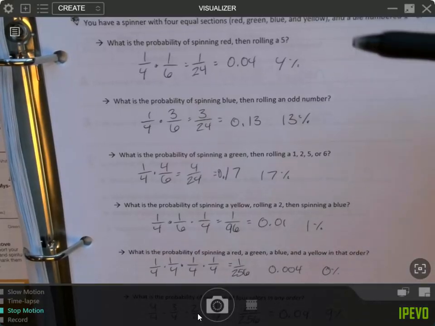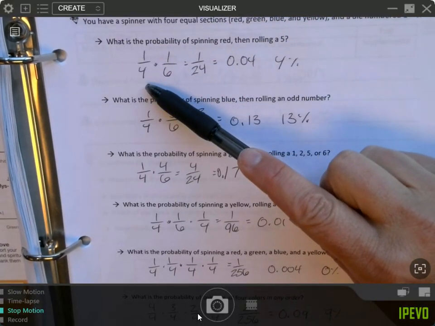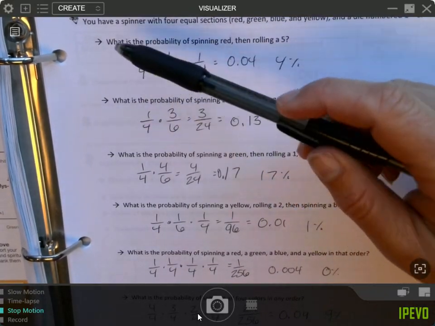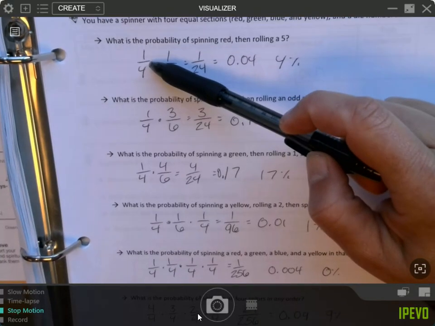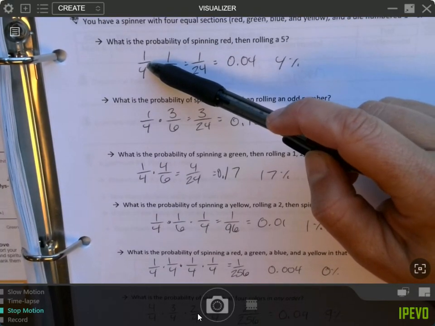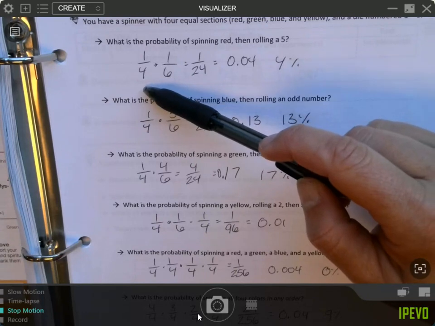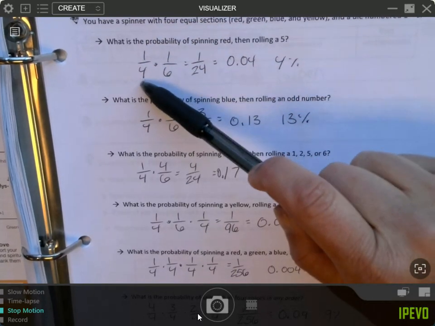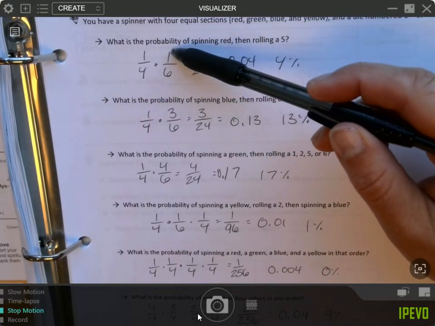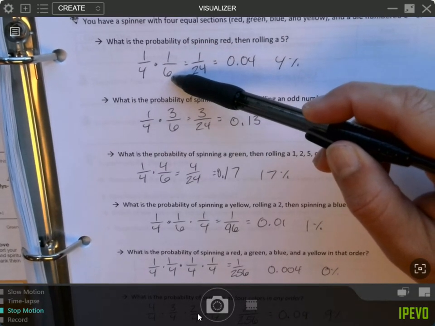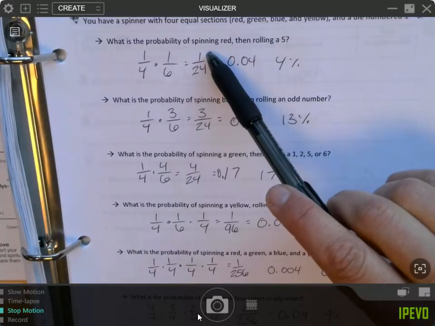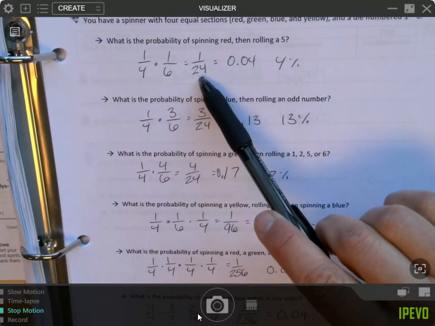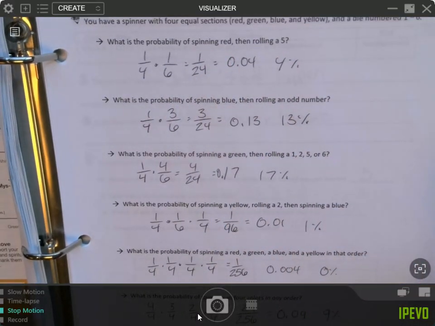What is the probability of spinning a red and then rolling a 5? So remember, when we do probabilities, it's always our desired outcomes over the total outcomes. So there's one red section out of 4 sections, one number 5 out of 6 numbers. Then we multiply across and we had 1 over 24, which gave us that 4%.